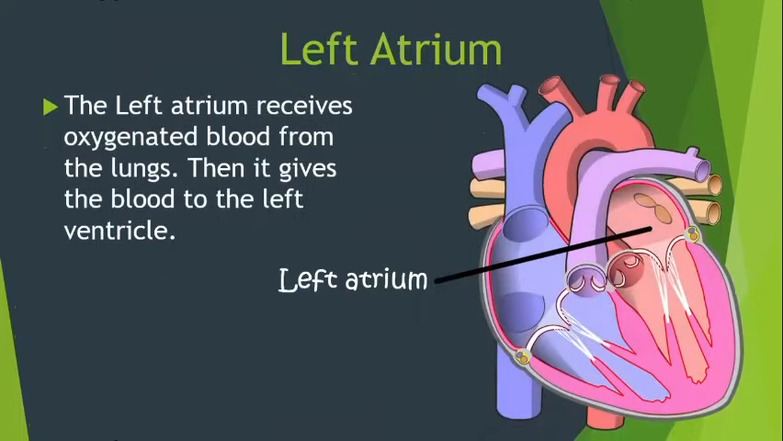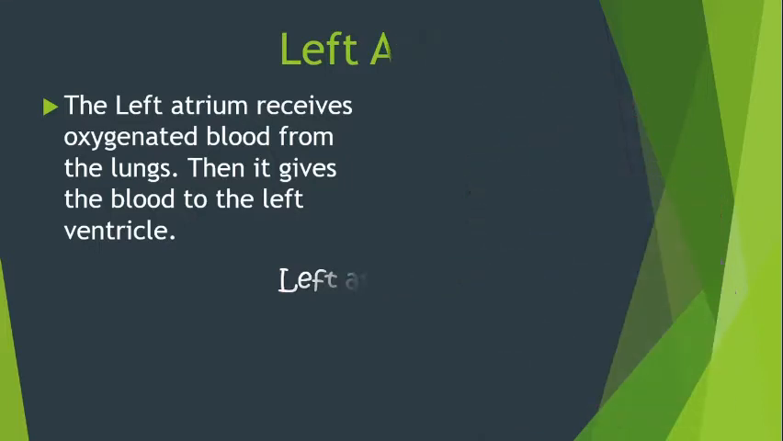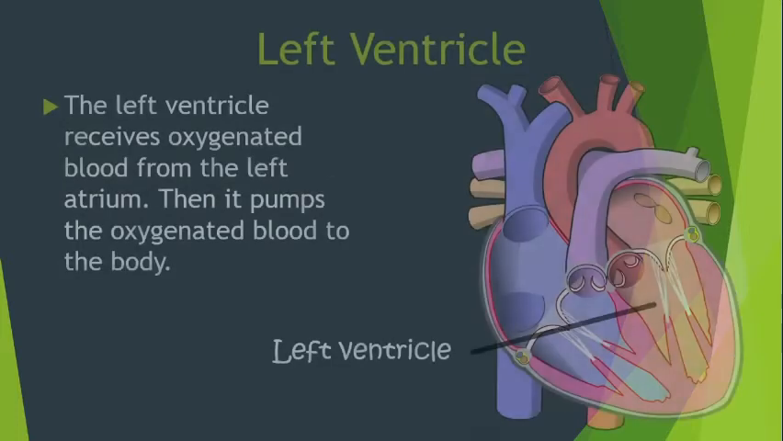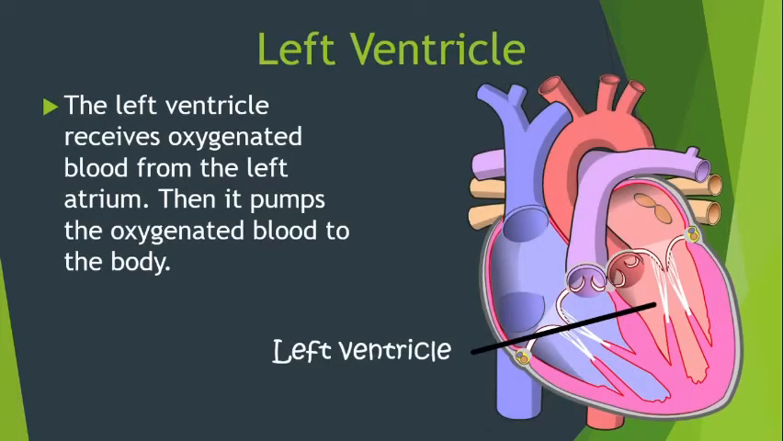Left atrium. The left atrium receives oxygenated blood from the lungs, then gives the blood to the left ventricle. Left ventricle. The left ventricle receives oxygenated blood from the left atrium, then it pumps the oxygenated blood to the body.